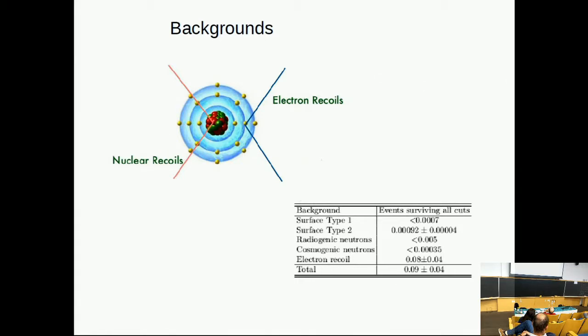534 days. The idea of the blind analysis is that you blind your data, and then you construct cuts to reach 0.1 events. This number is 0.1 by definition, because the dark matter box was chosen to contain 0.1 event of background.